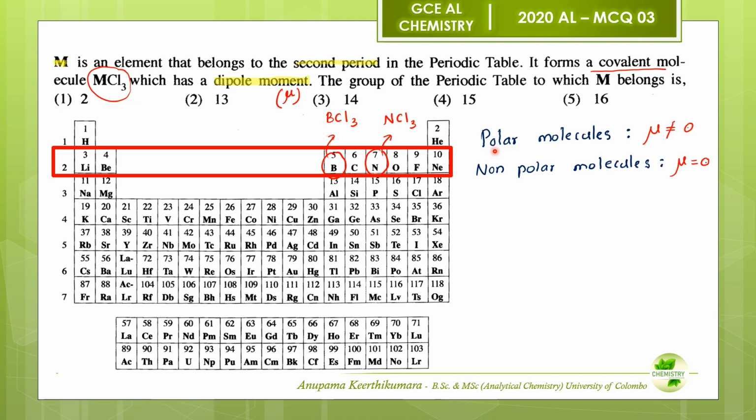Polar molecules have a dipole moment, mu is not equal to 0, and non-polar molecules do not have a dipole moment, mu equals 0. MCl3 has a dipole moment. Therefore, MCl3 is a polar molecule. Now we will find out which one is the polar molecule out of these two.